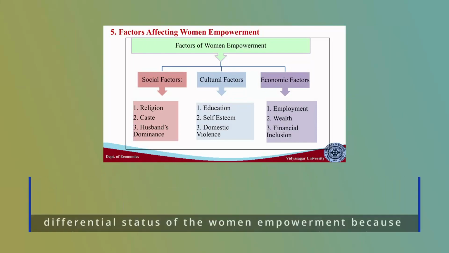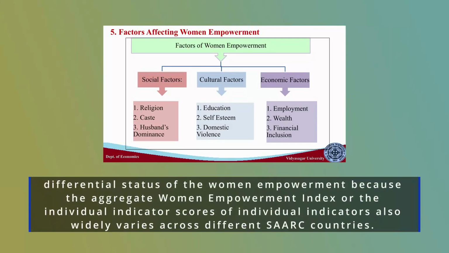Now we come to the factors which account for the differential status of women empowerment, because the aggregate women empowerment index, or the scores of individual indicators, also vary widely across different SAARC countries. What are the reasons behind the variation of women empowerment across SAARC countries or across different countries? Here we have identified three types of indicators that are mainly prominent to explain the variation of the status of women empowerment.